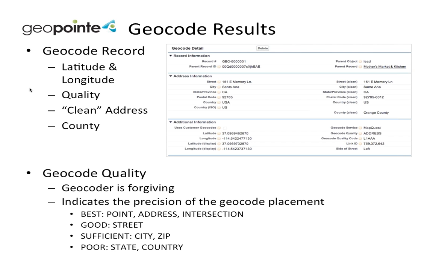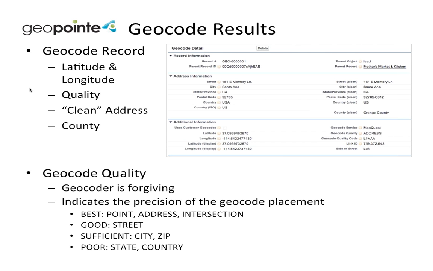And so in the case of a good geocode where it found the right property, the right rooftop, you'll get things like a standardized street value. In the US, you'll get zip and the four-digit extension to that. You'll get the county information and that sort of thing. Now, there are different quality levels of geocodes. So the geocoder is somewhat forgiving.